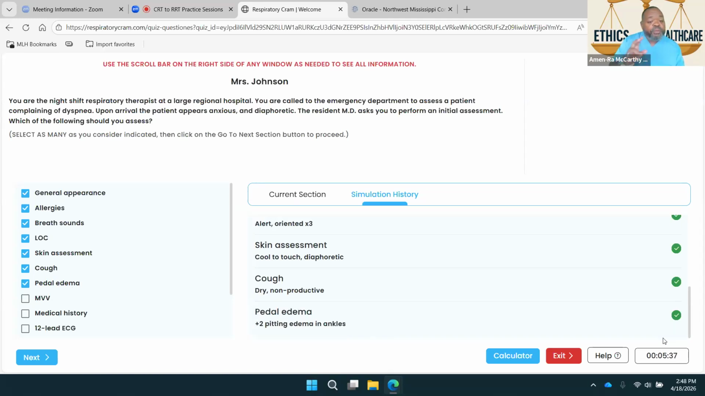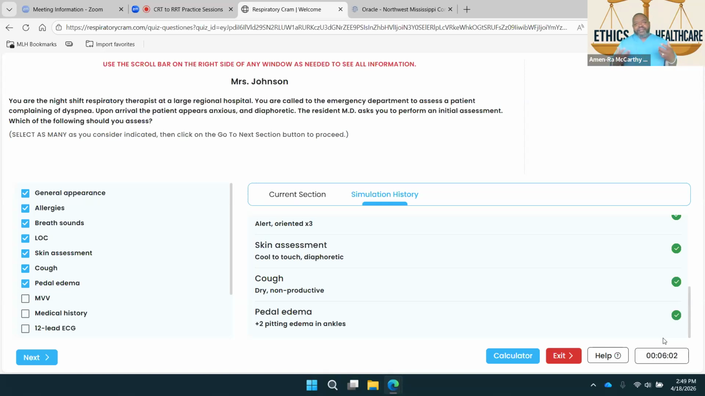Yes, +2 pitting edema in the ankles. +2 is probably, and you look at that by sticking your finger on their ankles or their shin, right? You press down and see if you leave a pit. I can't remember +1, +2. I think it goes up to 3, but +2 is pretty moderate, right? So she's swollen.